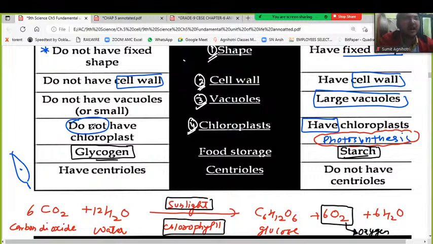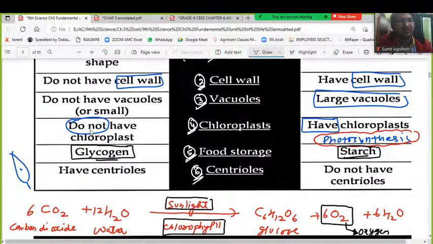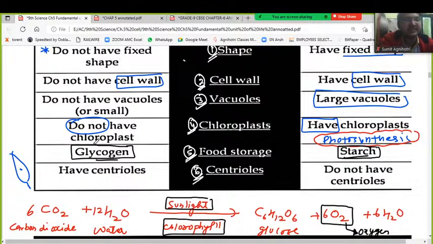Now the question arises, how do they store the energy? The animal stores the energy in the form of glycogen, but the plant stores it in the form of starch. This is the fifth point using which you can differentiate their activity. And then the last point is centrioles. Centrioles are present only in animals, but they are not present in plants. And in these six heads, you can differentiate their functionality. Got that?